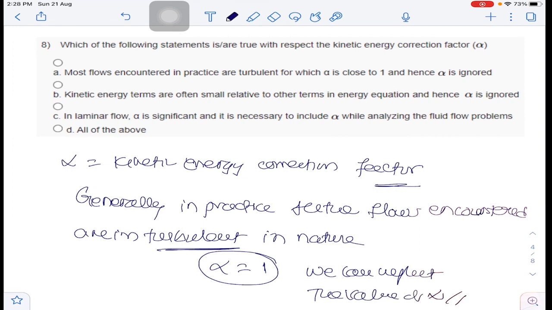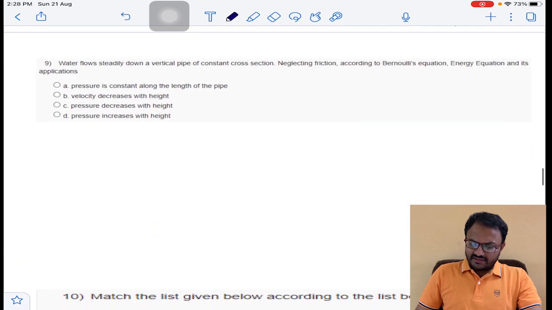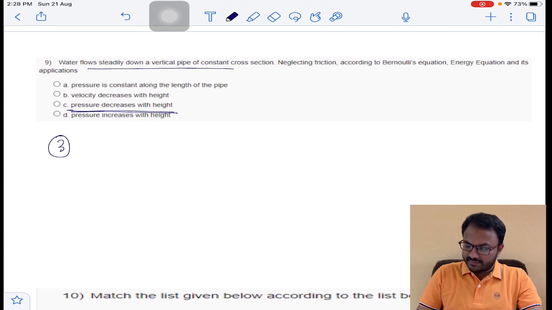Okay. So, option A for question number 8. And question number 3 has been repeated. So this is pressure decreases with height. Water flows steadily down a vertical pipe of constant cross section. So it is the same question as question number 3. Answer C for question number 9.